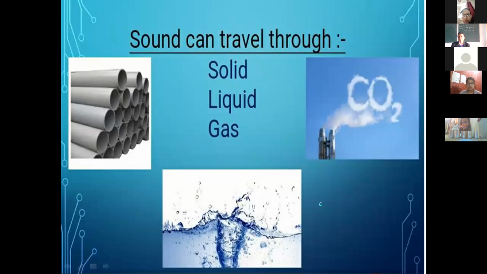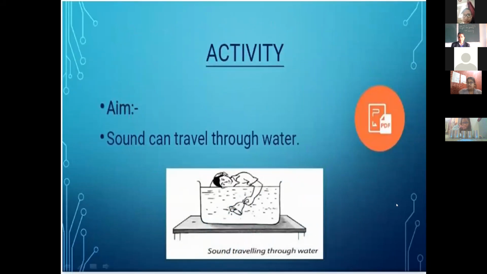Sound can travel through solid, liquid, and gas. Let's understand this by an activity. First, you take a bucket or a bathtub. Fill it with clean water. Take a small bell, on the other hand, and shake the bell inside the water to produce sound. Make sure that the bell does not touch the body of the tub.